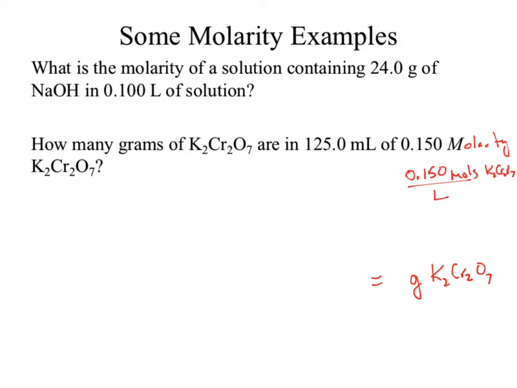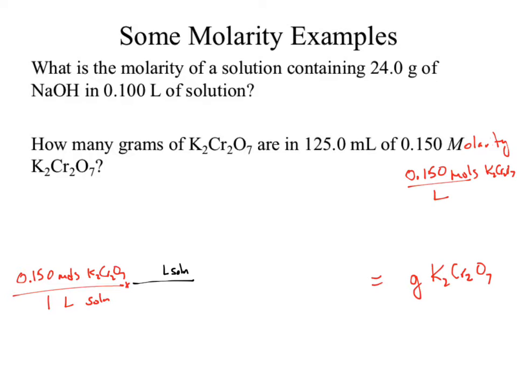Okay, so we could go ahead and start this calculation off with 0.150 moles of our potassium dichromate in 1 liter of solution. Do I want liters of solution? No, so what can I do? Get rid of liters of solution. Am I given liters of solution? I'm given milliliters, so I'm not given liters of solution. I need to do a conversion. The conversion factor I choose is to go to milliliters.